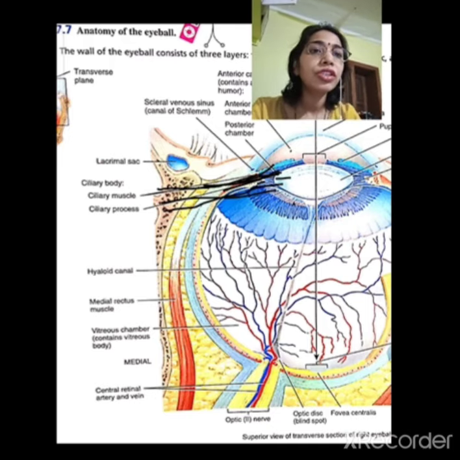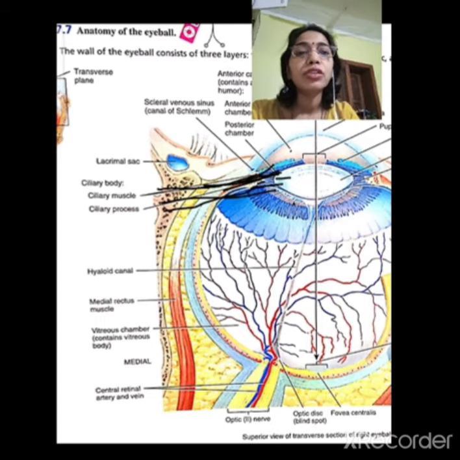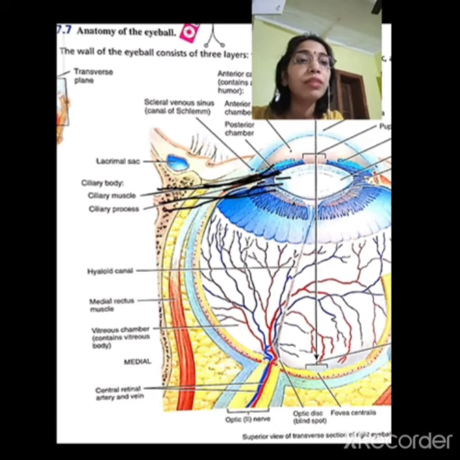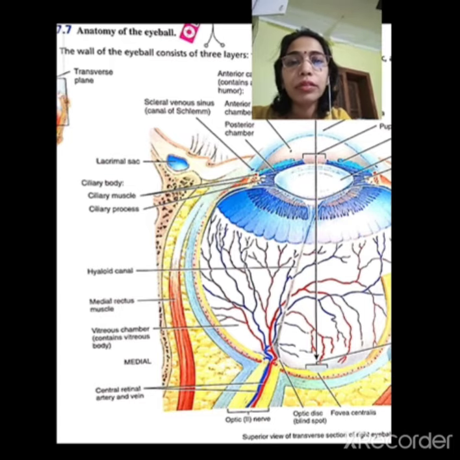In addition, the ciliary body consists of ciliary processes and ciliary muscle. The ciliary processes are protrusions or folds on the internal surface of the ciliary body. They contain blood capillaries that secrete aqueous humor. Extending from the ciliary processes are zonular fibers. These zonular fibers are the suspensory ligaments that attach to the lens. You can see this here.